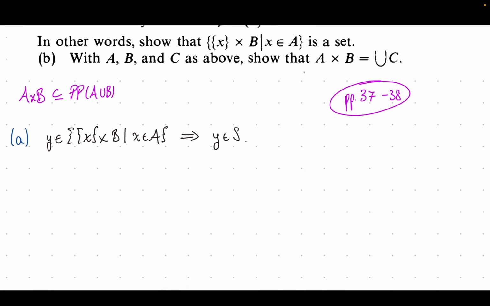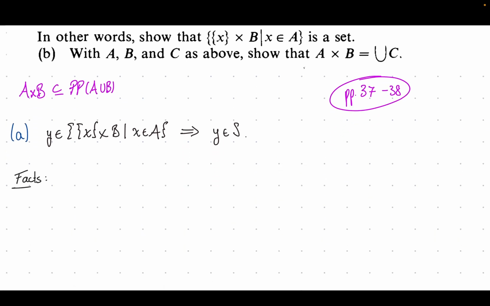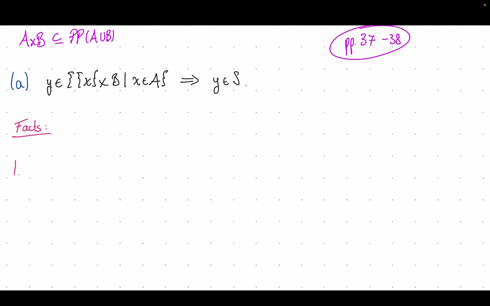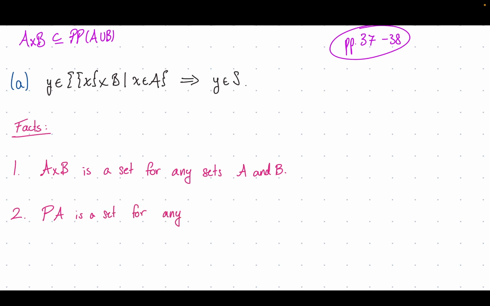I'll just write down a couple facts. And why not write them in pink? Because that is more colorful. It looks better. So our first fact is that A cross B is a set for any sets A and B. And the second fact is that the power set of A is a set for any set A. Right?